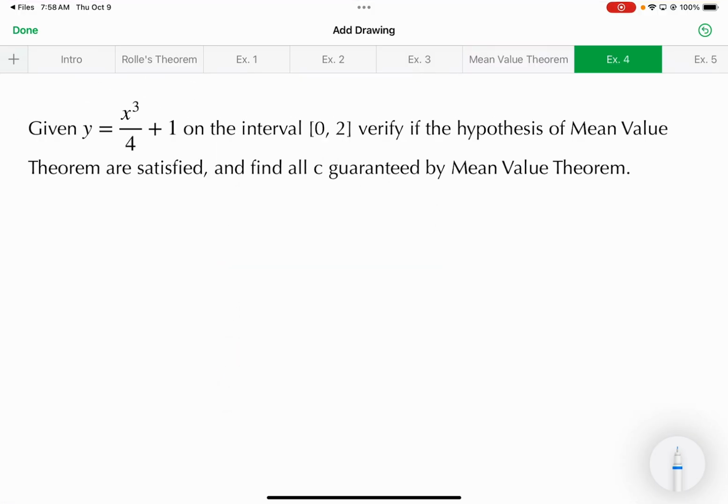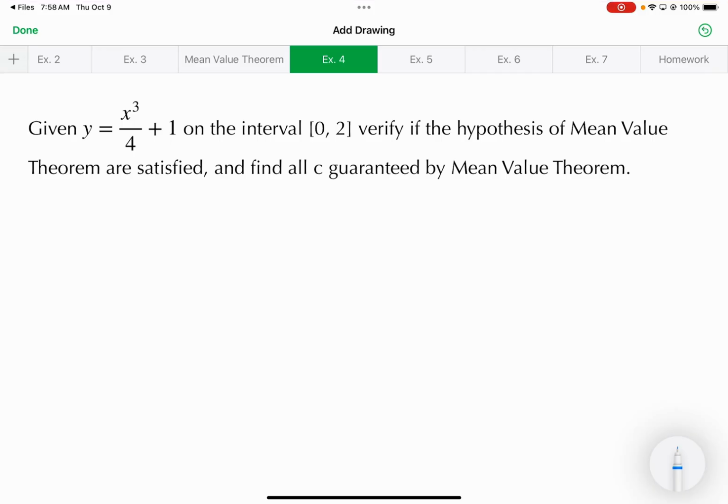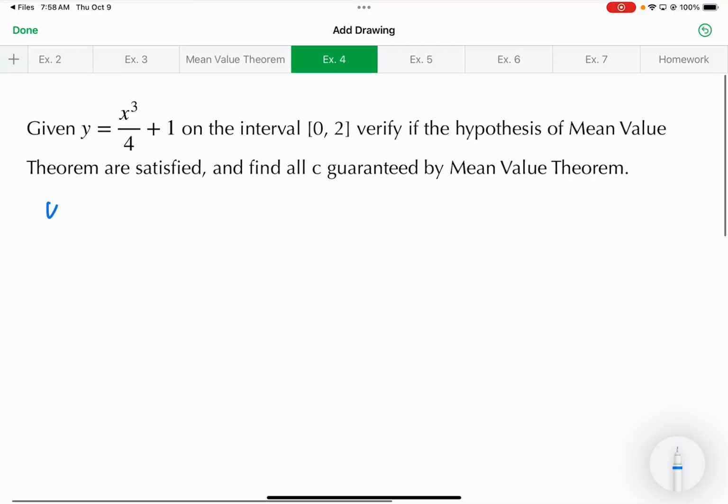All right, so given y equals x cubed over 4 plus 1 on the interval from 0 to 2, verify the hypotheses of the mean value theorem are satisfied, and if so, find all c guaranteed by the mean value theorem. All right. Is it continuous? Yeah, it is. So y is continuous. I was looking for any denominators or square roots or anything like that, and none of that is there. So it's continuous on our closed interval from 0 to 2.